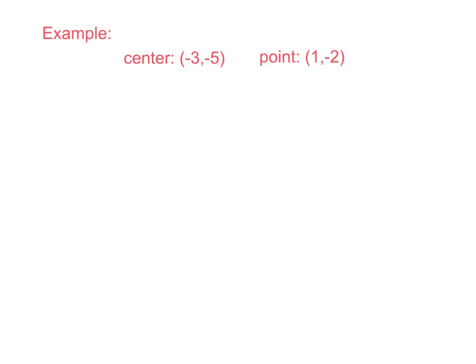So let's say we have an example where we know the center of the circle is at (-3, -5), and a point on the circle is (1, -2). Well, how would we get the equation? Basically the point (1, -2) gives us x and y. The center, (-3, -5), gives us h and k, so therefore we should be able to solve for r.